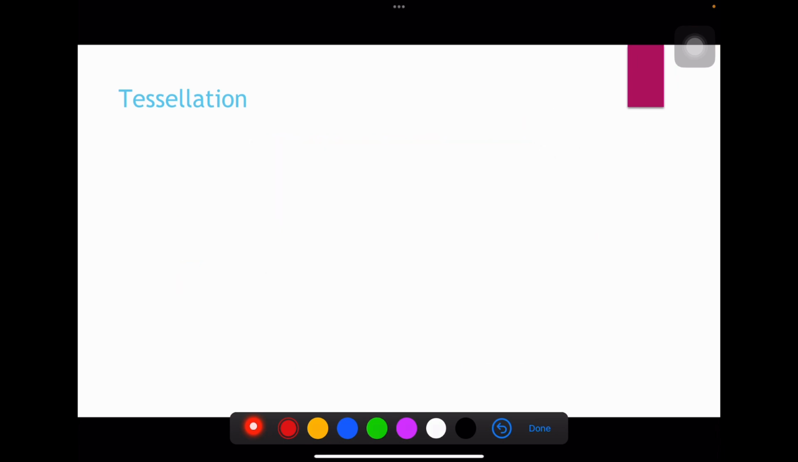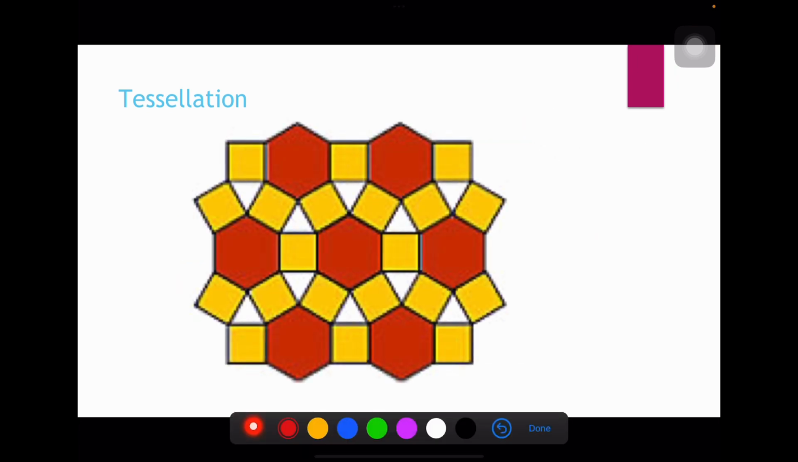Now next, let's find the vertex first. You can find it here, or I'll just use green. You can see it. We have a triangle, 2 squares, and a hexagon. Which one has the smallest sides? It will be the triangle. So since it's the triangle, we have 3.